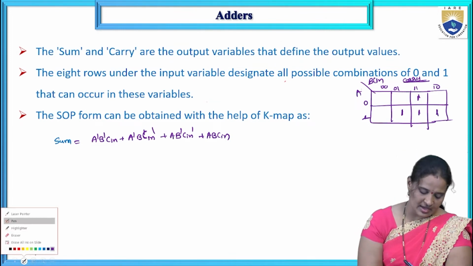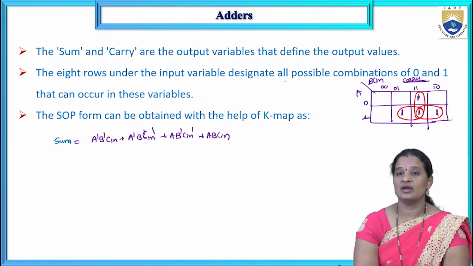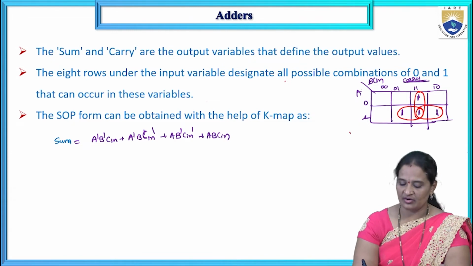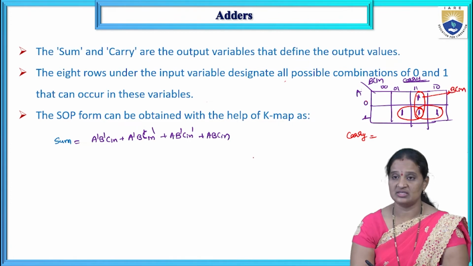So that is the expression here. Now I can say that these two are adjacent cells, and these two are also adjacent cells, and these two are adjacent cells. So now I can write the carry output. What is the minterm for this one? As the A value is varying for these two, eliminate A, whereas the B value and C in value are common, B, C in.